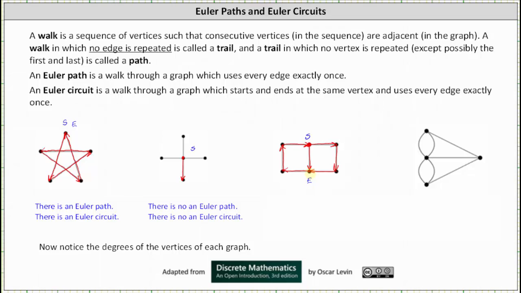We were able to walk through the graph using every edge exactly once. The graph has an Euler path. However, we did not start and end at the same vertex. The graph does not have an Euler circuit.